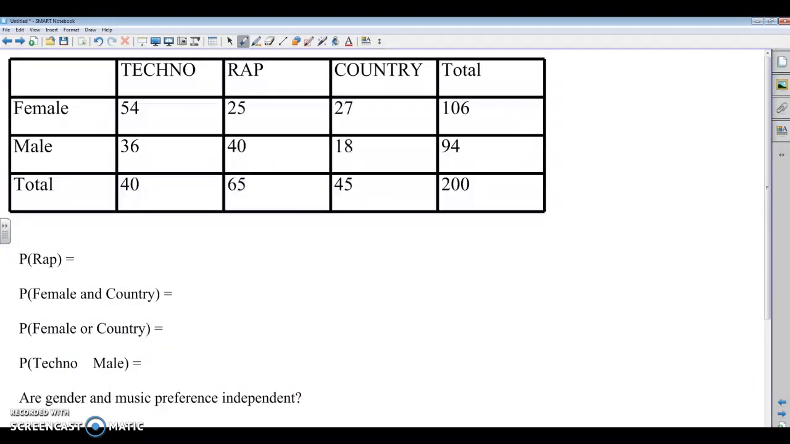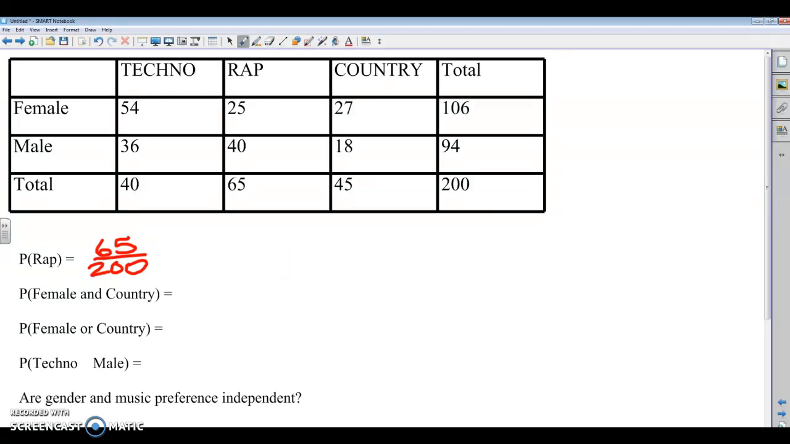So we've got a survey that was done of males and females about their favorite type of music: techno, rap, or country. The first question about the two-way table: what's the probability of picking somebody that likes rap? Well, there's 65 students out of 200 that said they liked rap. There's my answer. We could reduce that if we wanted. I'm not going to.